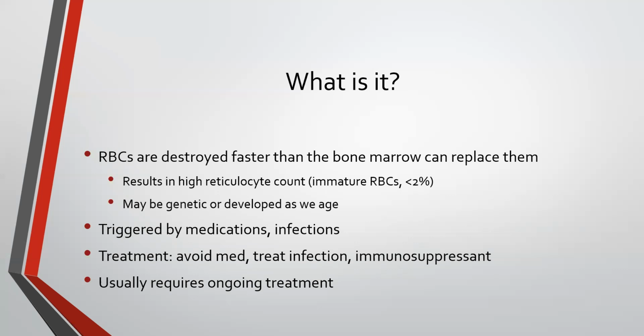And again, this could be a genetic defect or it could be developed as we age. And if it's developed as we age, it tends to be either triggered by medications or infections. So we have to be careful about that. Treatment, of course, we would avoid the medication if that's what's causing it. We would treat the infection if that's what's causing it. Or we may need an immunosuppressant, and this is particularly important if it is a genetic hemolytic anemia. The thing about this is it usually requires ongoing treatment, especially if it's genetic, right? If you're born with something, you can't just treat it once. You have to continually treat it over and over again.